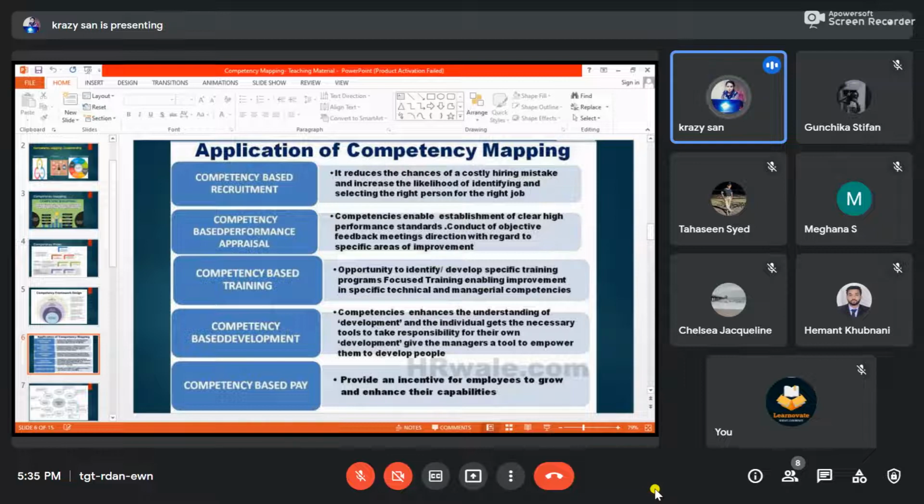Then competency-based pay. Provide an incentive for employees to grow and enhance their capabilities. Do not ignore or underestimate any of the human resources of your organization, because you never know which particular employee holds a skill or ability, and at what time they are going to use it. So always keep an open door for feedback acceptance and feedback giving. Till here, any confusion, guys?